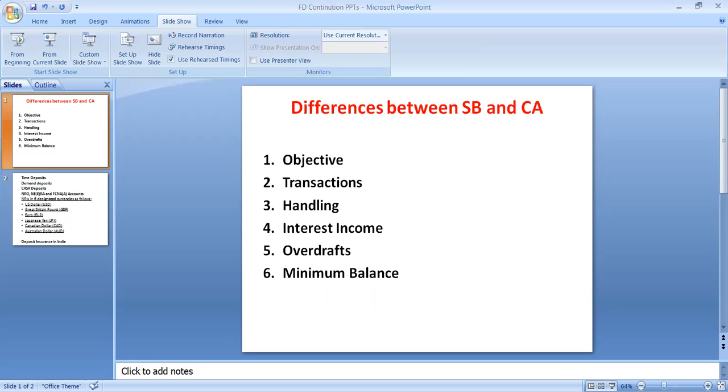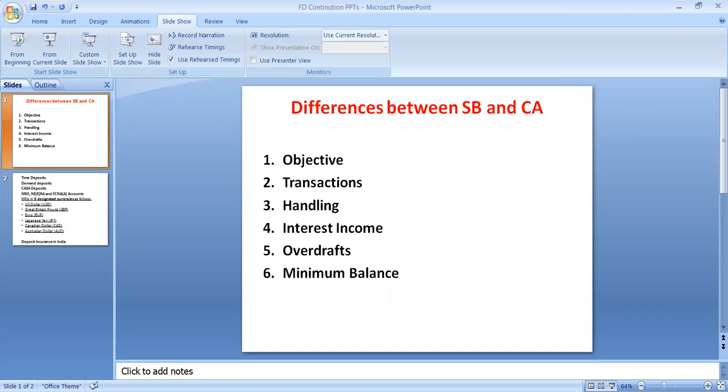So this is the first difference between the saving bank account and the current account. The number one, the first difference is with regard to objective. The basic objective of saving bank account is different. The basic objective of current account is different. Is it clear?